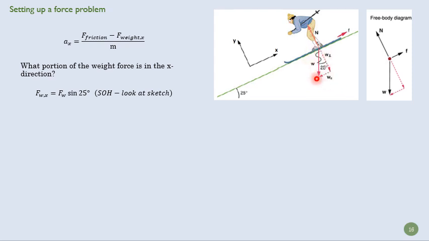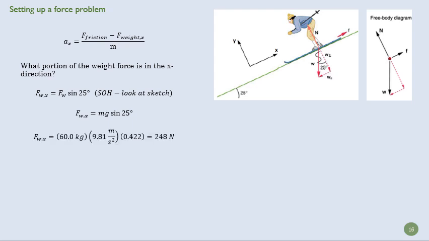So we look at our diagram, or our sketch here. We know one angle here. And so we just think about this as trigonometry, right? We have our adjacent, our opposite, and our hypotenuse. We want the opposite, because it's opposite our angle. And the opposite, to get that, we need to use our sine. Remember, sine is opposite over hypotenuse. So we take sine of 25 times this hypotenuse, that FW. FW itself is mg, gravitational acceleration times our mass.